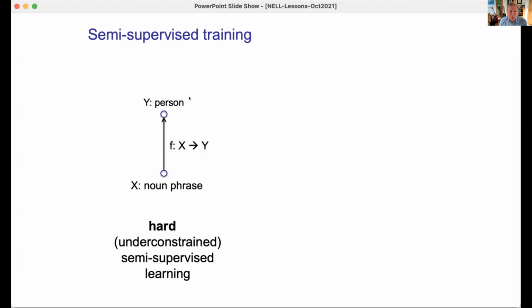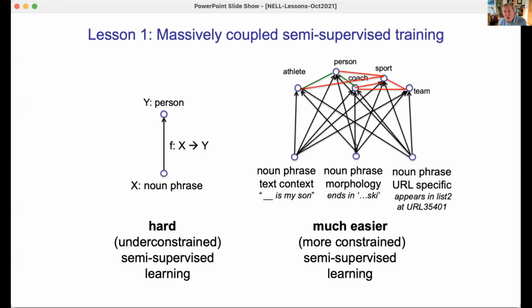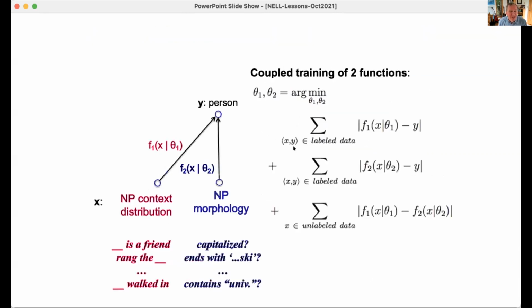If you set that problem up in the most obvious way, that you're trying to learn some function from noun phrases to person, and you want to learn that with a little bit of labeled and a lot of unlabeled data, that turns out to be way too hard to succeed in. And it turns out, this is the lesson, it's much easier if instead you force the system to do massively coupled semi-supervised learning of many different functions. And I'll expand on that here.